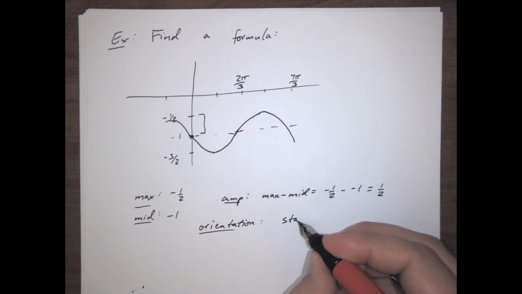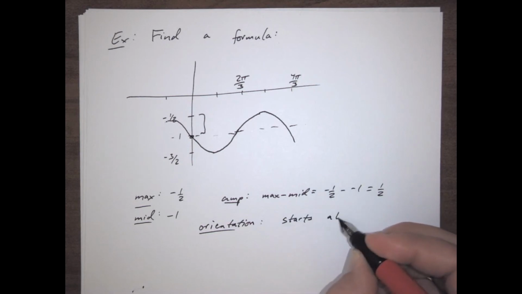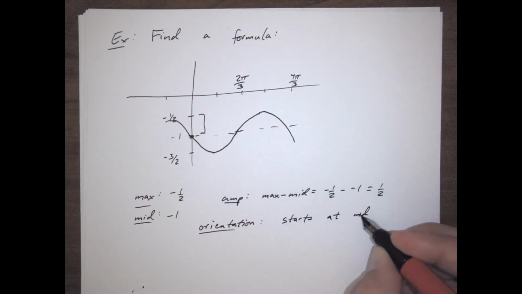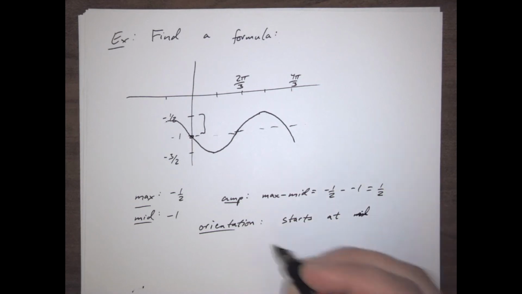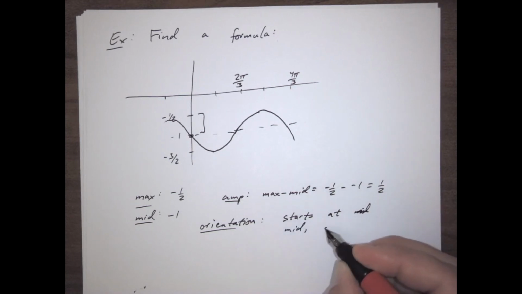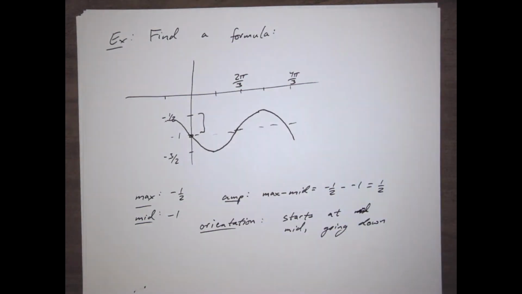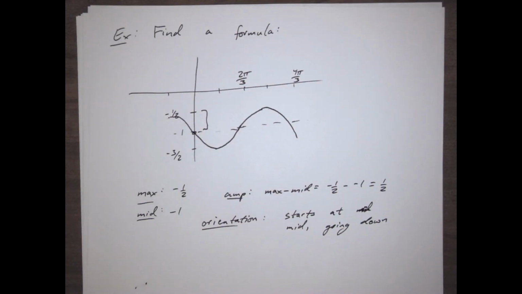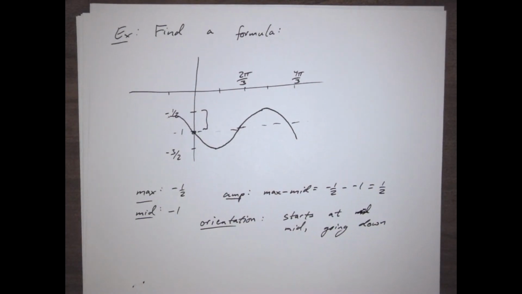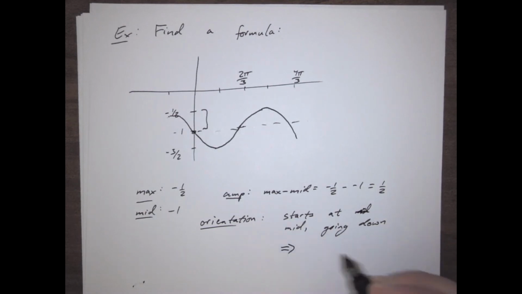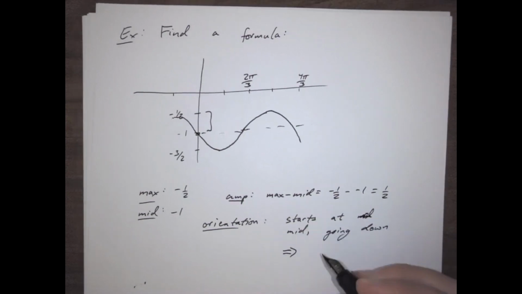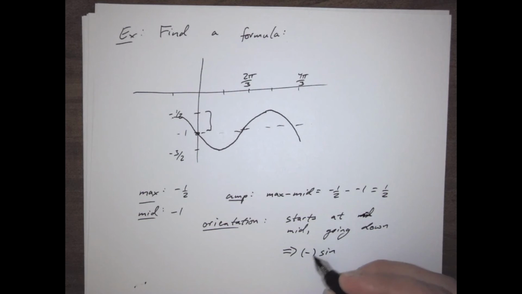So it starts at mid, going down. And starts means at the y-axis, in other words, where x equals 0. So that's the starting place, and that implies that we are talking about, well, middle means sine, going down means negative, so negative sine.